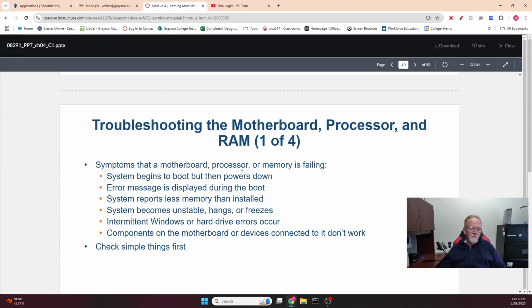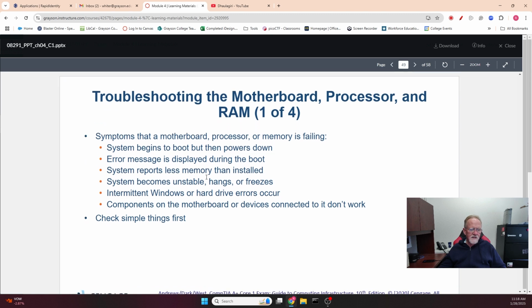Symptoms that a motherboard or memory might be failing. System begins to boot and then shuts down. Error message is displayed during boot. System reports less memory. Okay, you know you've got 512 gigs of RAM, and now your computer's saying you've got 256. One of your chips has died. System becomes unstable, hangs or freezes. Intermittent Windows or hard drive errors occur. Event Viewer is your friend. You need to look at the System Event Viewer, and it will tell you when you're having Windows errors, when you're having drive read and write errors, things like that.